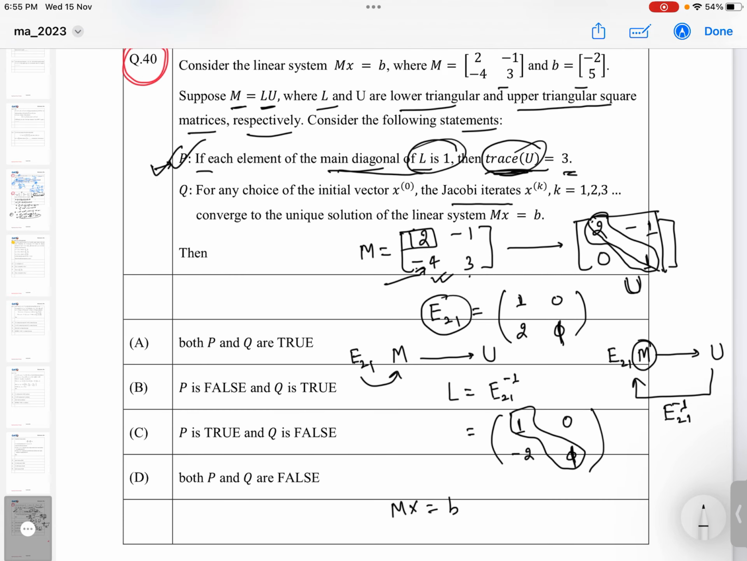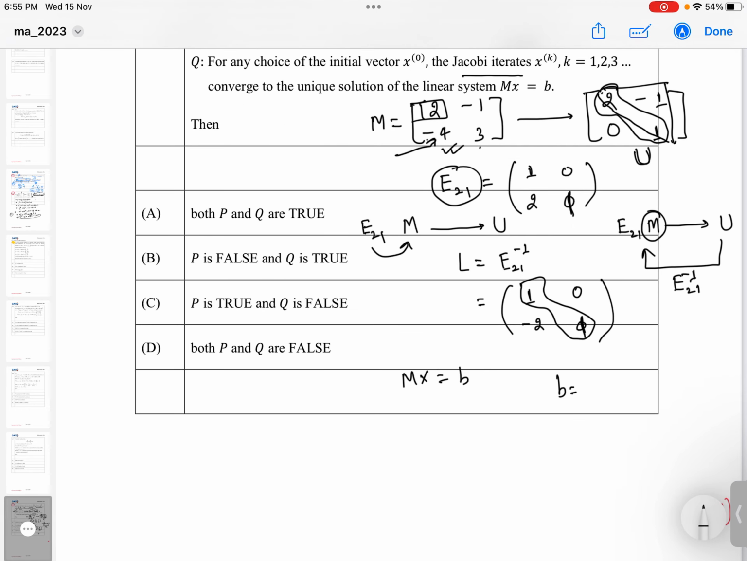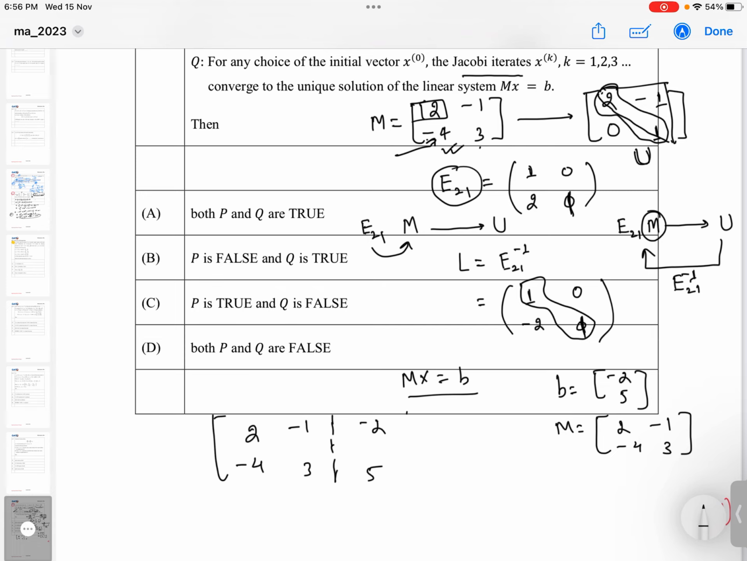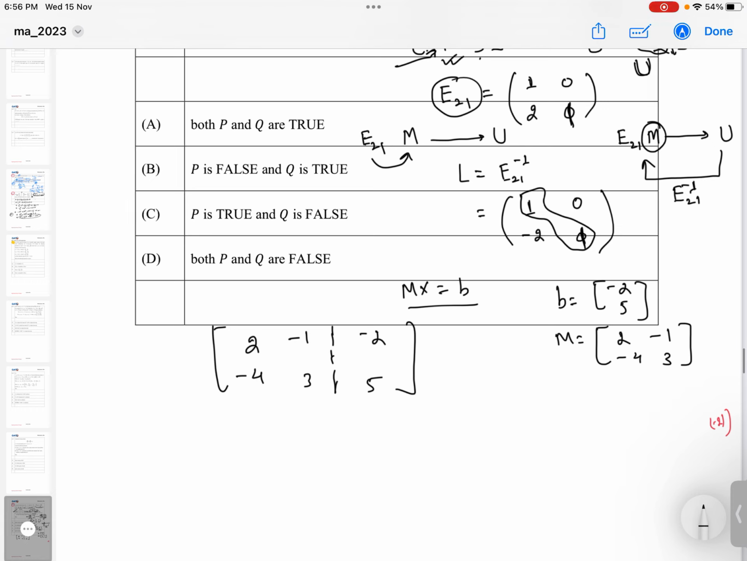So b is given as -2 and 5, and M is 2, -1, -4 and 3. Simply, we can solve and look at whether this system of equations has a unique solution. So with 2, -1, -4 and 3, we will write this as an augmented matrix, with b here. Now we will simply apply elimination and find the value of x.